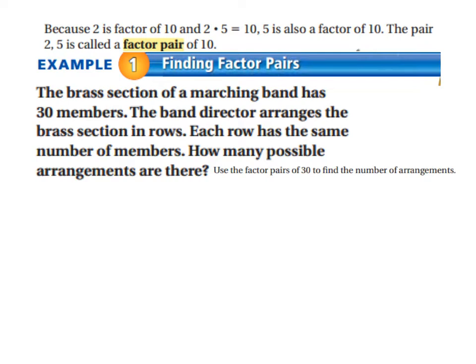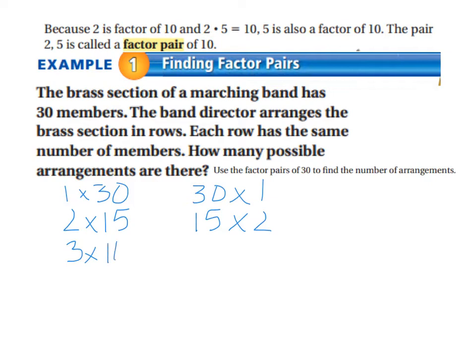Factor pairs of 30: I could have 1 times 30, or 30 times 1. So I could have 1 row of 30, or 30 rows of 1. I could have 2 times 15, 2 rows of 15, or 15 rows of 2 each. 3 rows of 10 would equal 30, or 10 rows with 3 each. 4 is not a factor of 30, but 5 is. I could have 5 rows of 6, or 6 rows of 5.